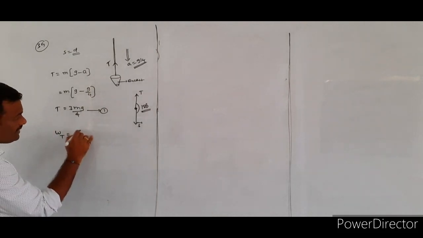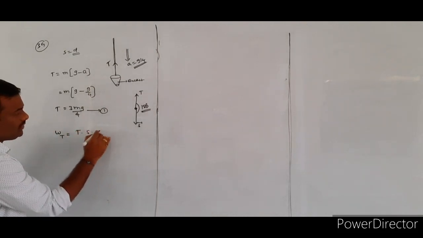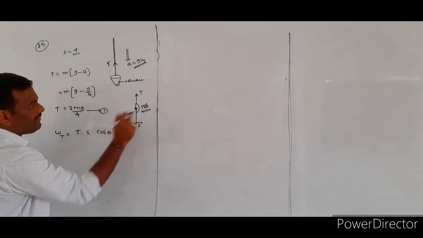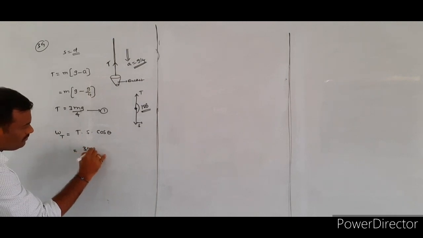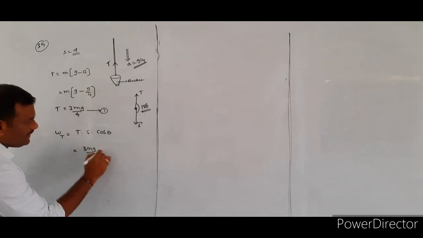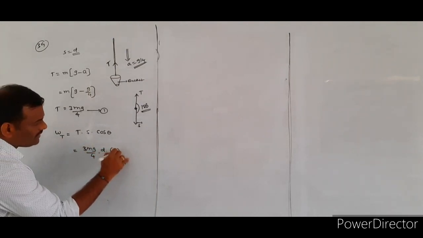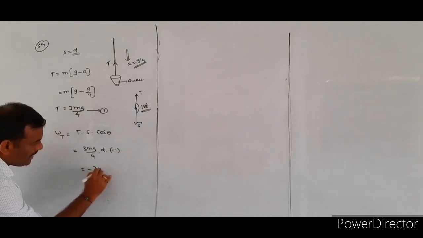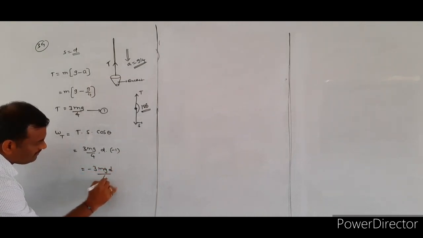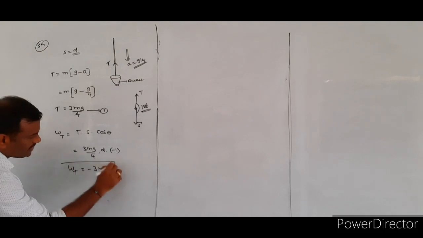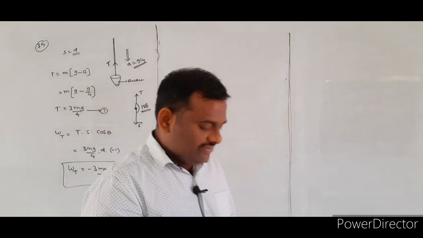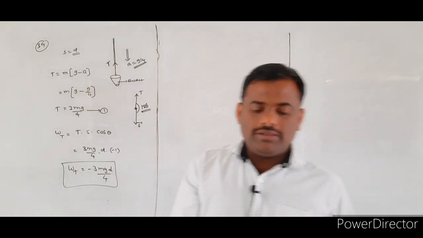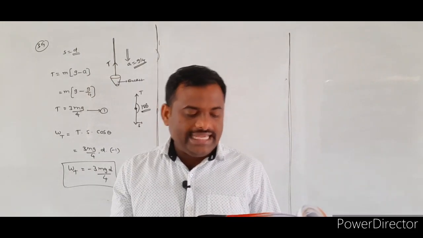Work done by the tension is equal to tension into S into cos theta. Here the theta value is 180. Therefore T is 3mg by 4 and displacement is d, and cos 180 is minus 1. Therefore, the work done by the tension, or the work done by the rope, is minus 3mgd by 4. So this is a very important problem. That is our problem number 39.